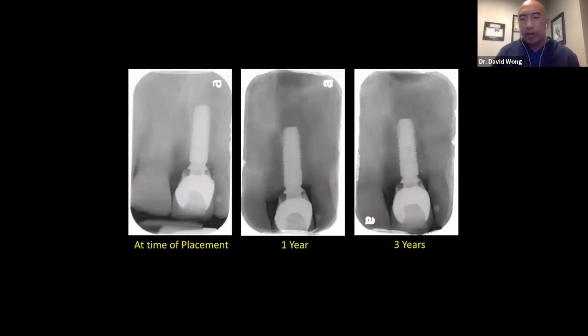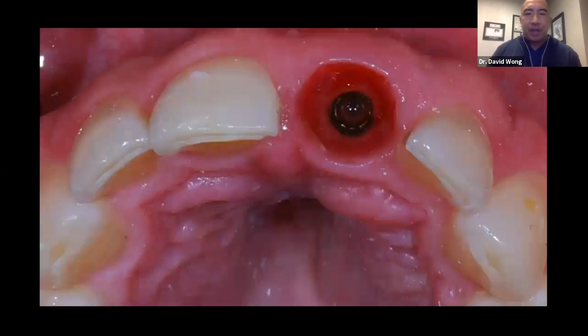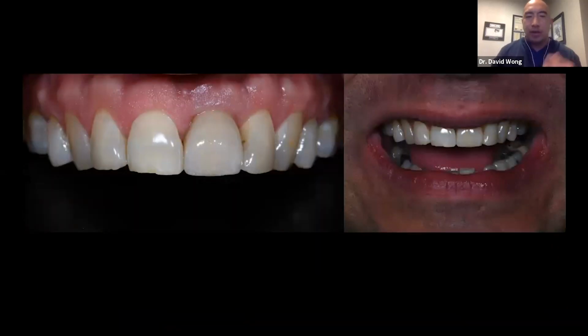Here's the 1 year, 3 year. Everything's looking very good from a bone perspective. Remove the provisional, everything's looking pretty good. Nice soft tissue, and then we were finally able to finalize his restoration here.